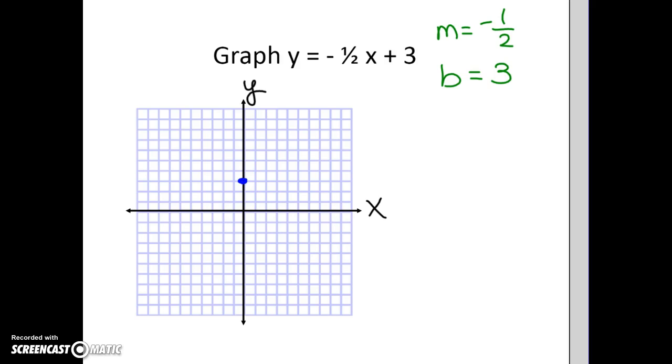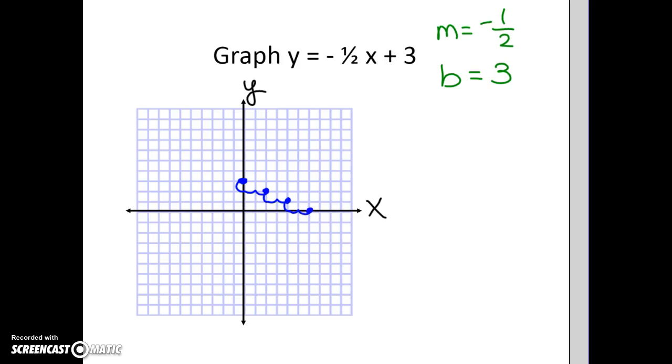That would be here. This time I am rising 1, but it says negative 1/2. So instead of going up 1, I'm going to come down 1. And then I'm going to run 2, and there's my new point. I'm coming down 1, and I'm still running in a positive direction. There's only one negative sign here. Right is a positive direction on the number line. So down 1, that's a negative direction, and run 2.